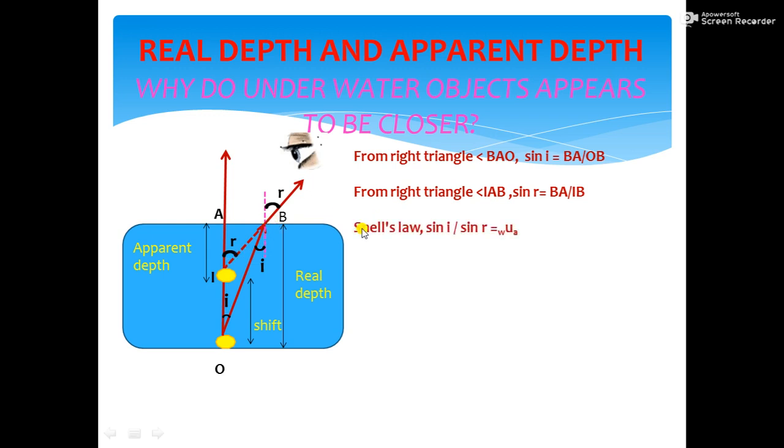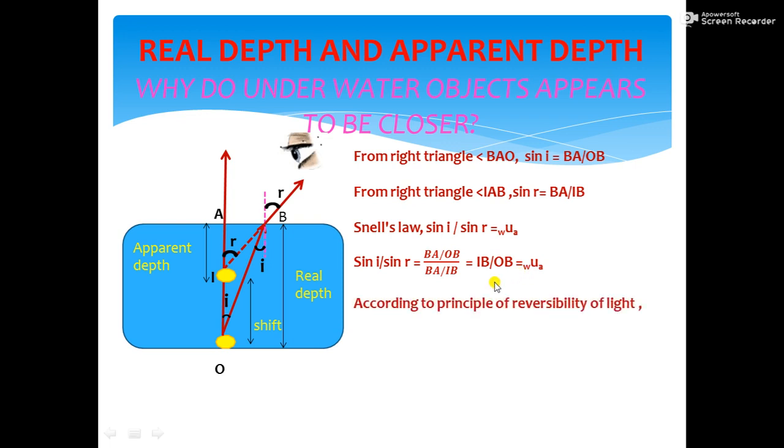We know that according to Snell's law, sin I by sin R is equal to the refractive index of air with respect to water. Here the refracted ray is in the medium air, so it is the refractive index of air with respect to water. Substitute this equation: sin I by sin R is equal to BA by OB divided by BA by IB. BA cancels and IB goes to the numerator. IB by OB is equal to the refractive index of air with respect to water.